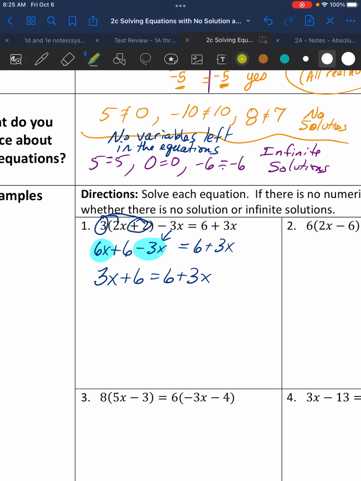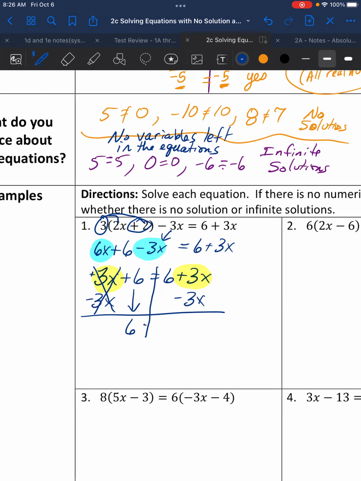Now, are there like terms on opposite sides of the equal sign? Yes, there are. I'm going to get my x terms together first. You don't have to, but it typically is the best way to go. So it's a positive 3x, so I'm going to subtract 3x. 3x minus 3x is 0. The positive 6 comes down. 3x minus 3x is 0 on the right also. The 6 comes down. Now, does 6 equal 6? Yeah, it does. So that would be infinite solutions.